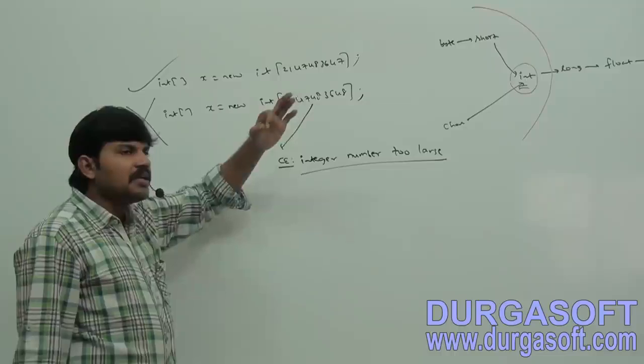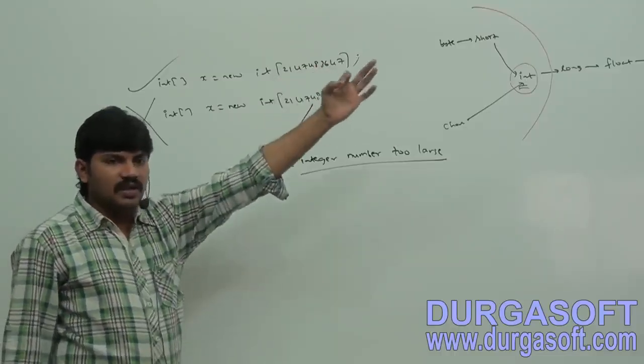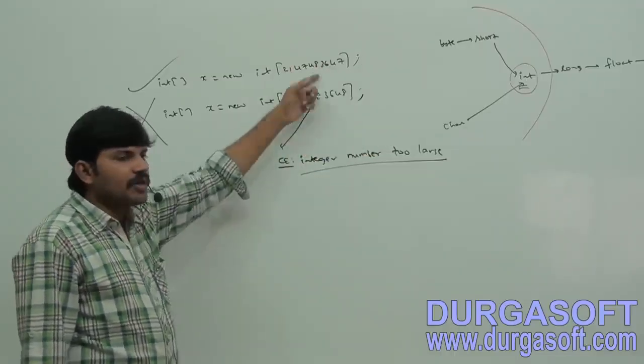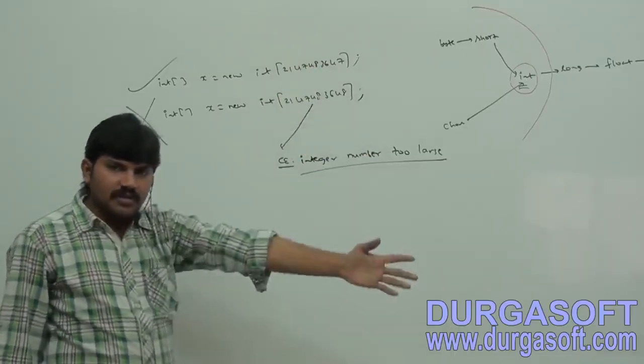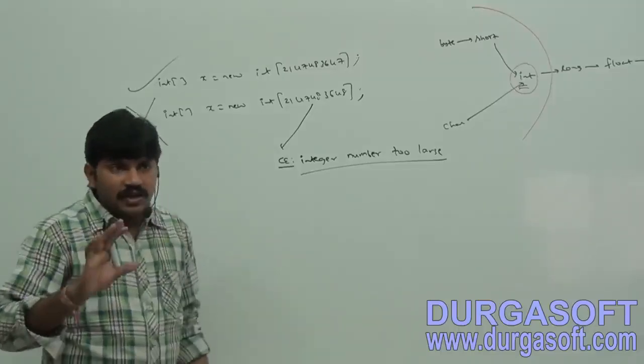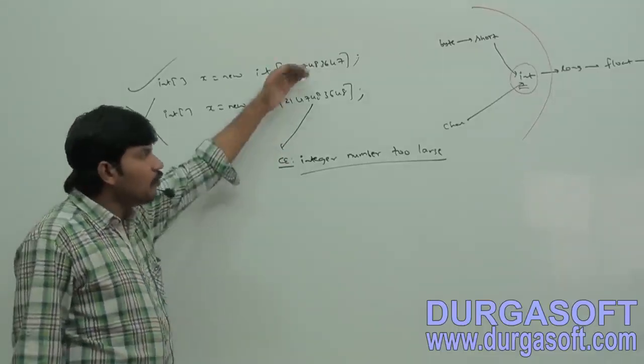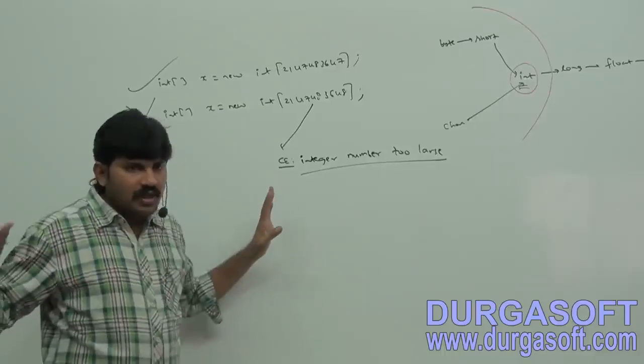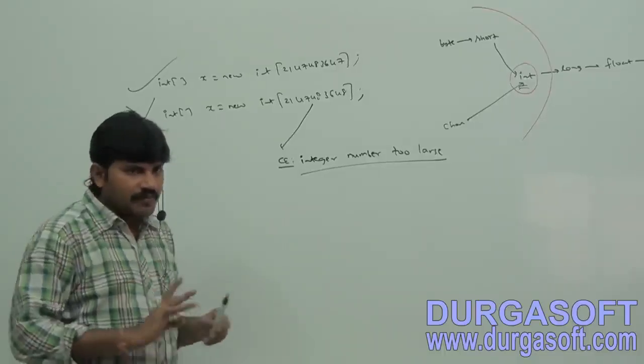So the maximum allowed array size in Java is 2147483647, the maximum value of the int data type, right? If we go more than that, it is not possible. The array concept is not at all helpful there.